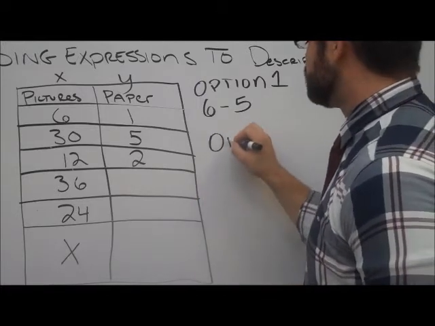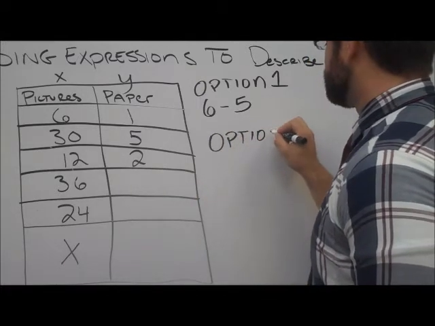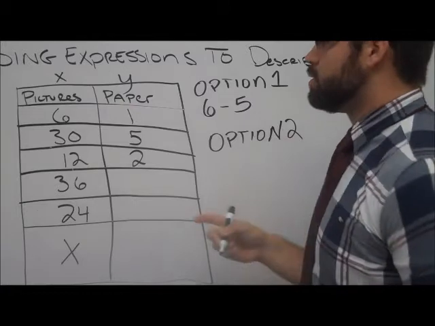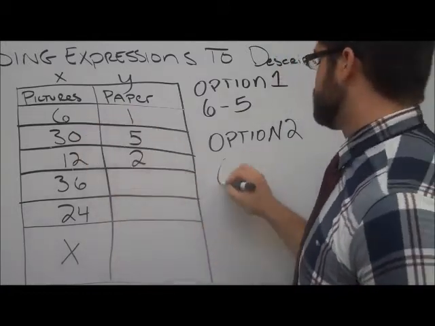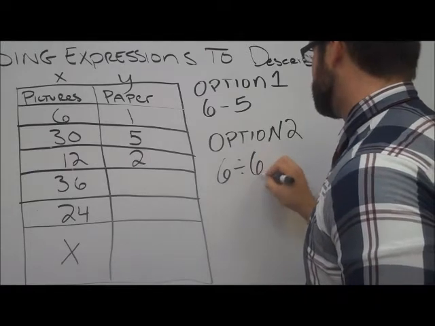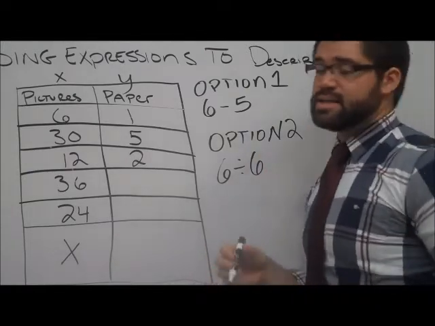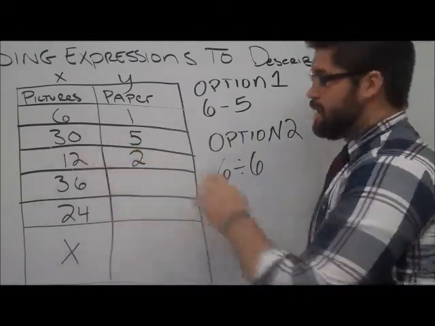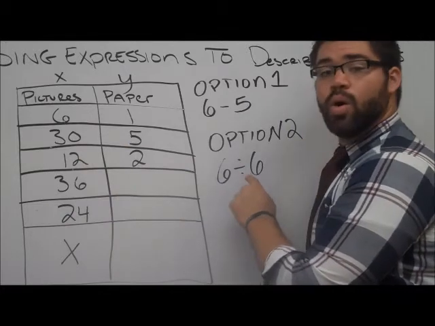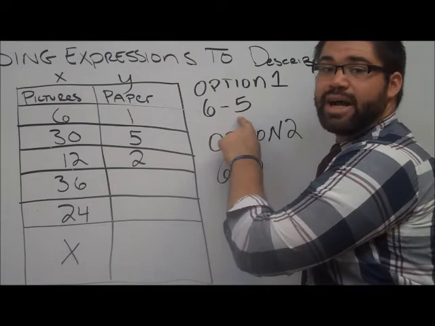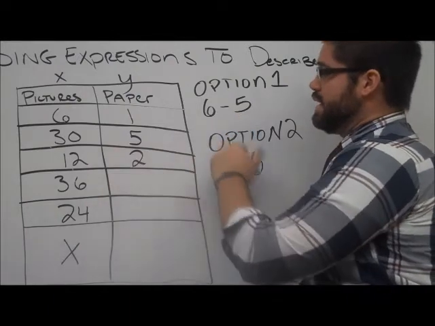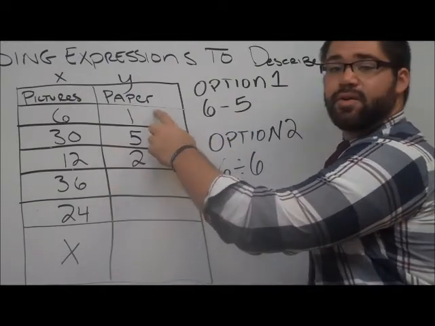Option 2 might be 6 divided by 6. And what this is saying is that we would take our input and divide it by 6. Or we're going to take our input and subtract 5 from that. So either one of these rules is going to work for that first row.